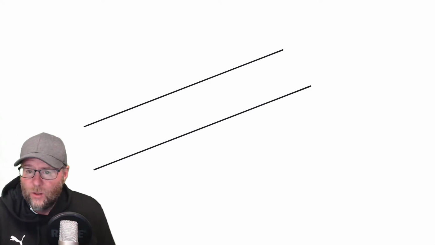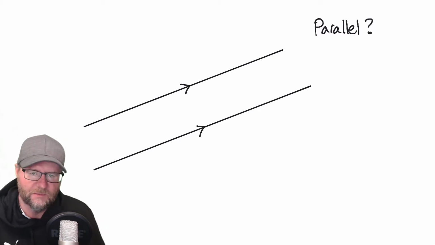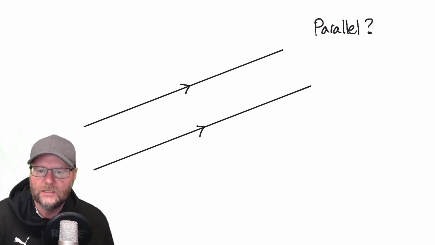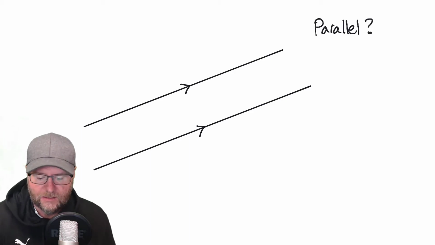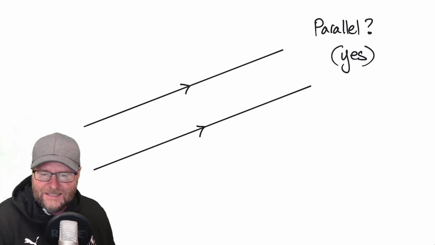Well, yeah, they look parallel, but in mathematics there's one particular thing we're looking for. We can't just look at them and say they are, because they might be just a tiny bit out. So we have to mark them as being parallel, usually with these two little arrows. Okay, that indicates that these lines definitely are parallel. So in this case, yes, they are.